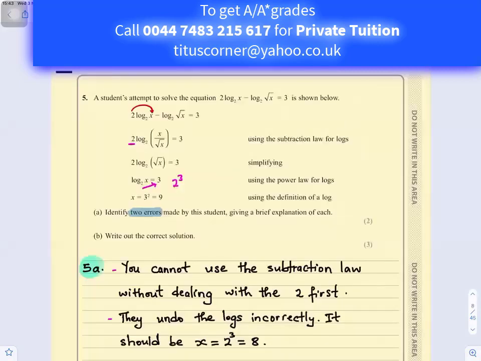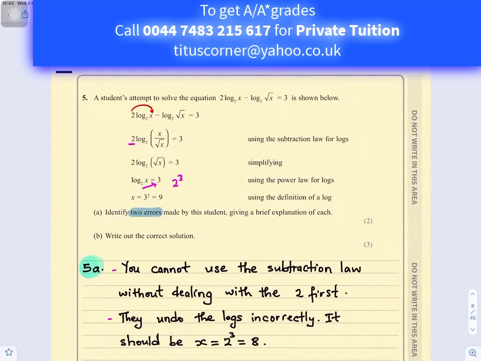Question number 5. A student's attempt to solve the equation 2 log x to the base 2 minus log square root of x to the base 2 equals 3 is shown below. Identify 2 errors made by this student, giving a brief explanation of each.